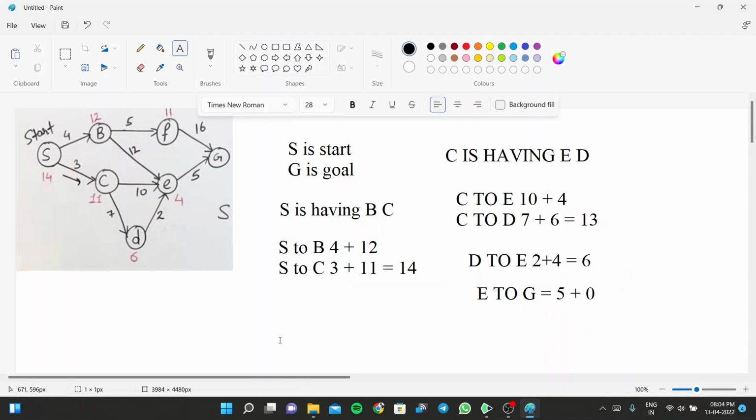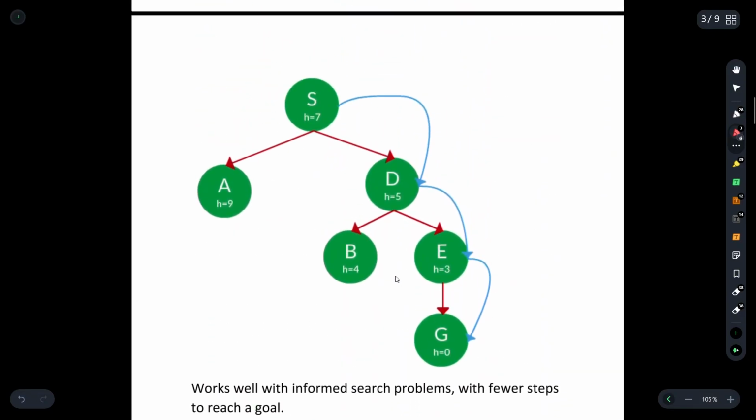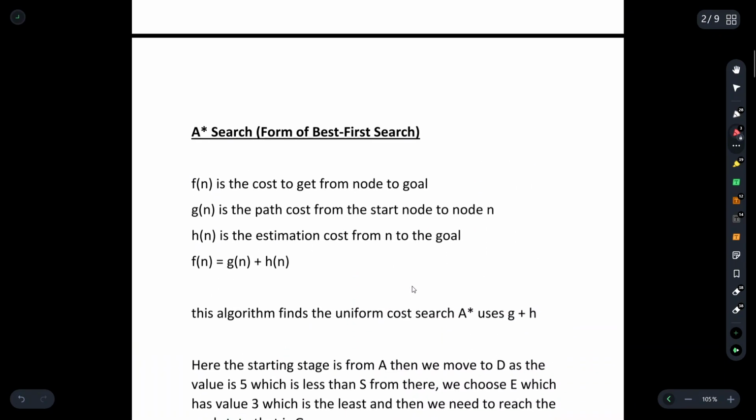Now finally we write the path: from S to C, C to D, D to E, and then finally G. In this way we are going to work on this A star algorithm. We find the values and then we reach the goal state. So this is one of the basic things.